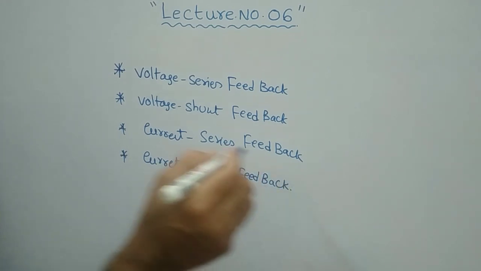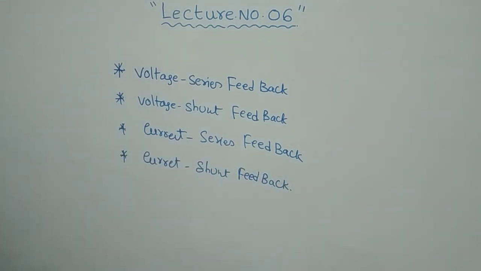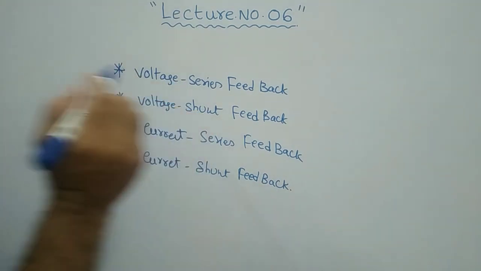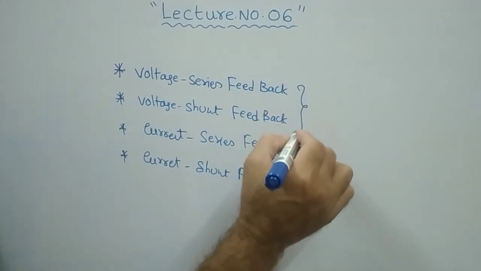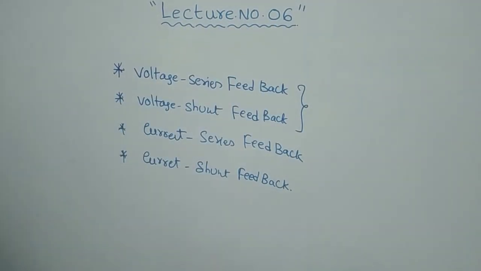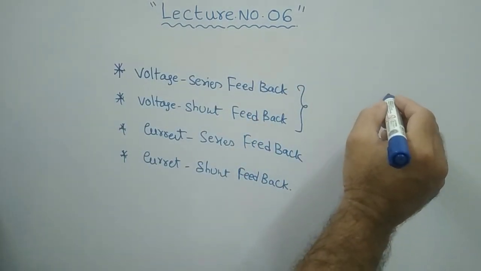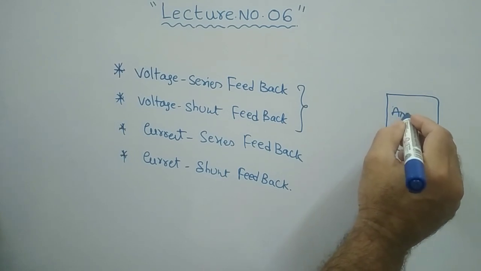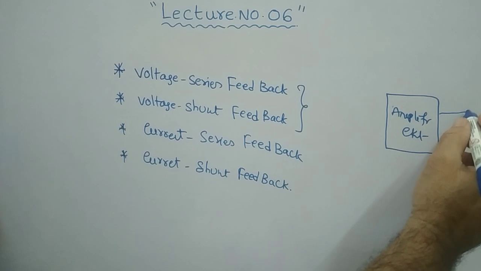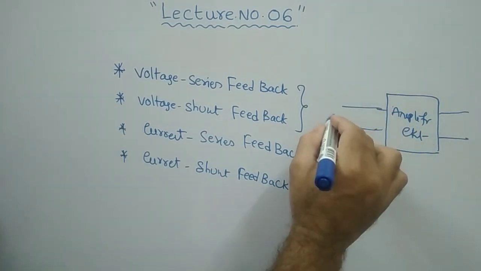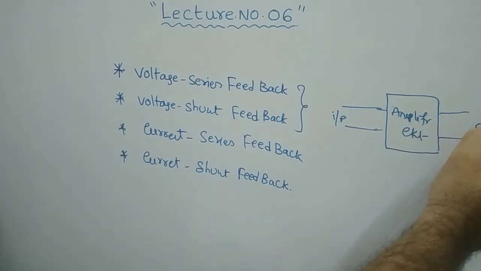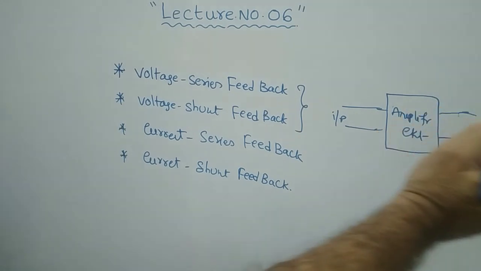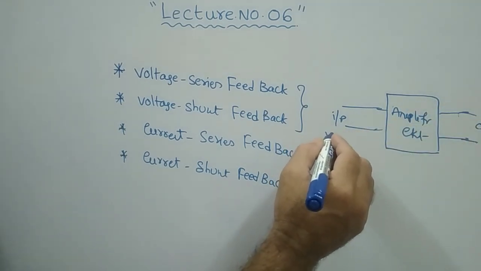Here one important point to notice is that in voltage series the output parameter is voltage only, in both these cases. So here is an amplifier circuit basically, and this is your input terminal of the amplifier, input side, and this is your output. This is the amplifier circuit. In voltage series as well as voltage shunt, your output is voltage only, V0 is your output, and Vi is input, let us say.